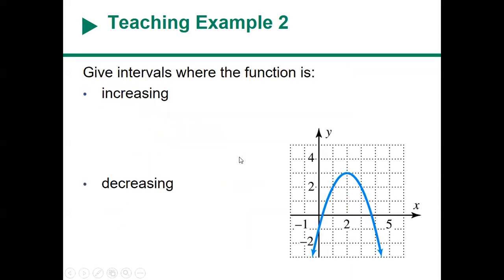We're gonna talk about where it is increasing. Just like you read a book, you read a graph from left to right. So reading from left to right, until when? Where's my axis of symmetry? 2. So I increase from negative infinity to 2, and I decrease from 2 to infinity. Everything is defined by the x and always use parentheses.